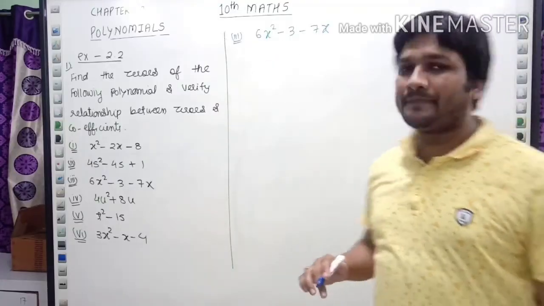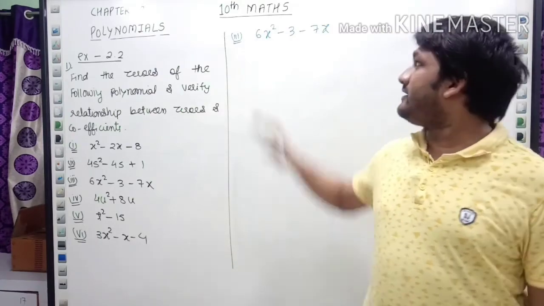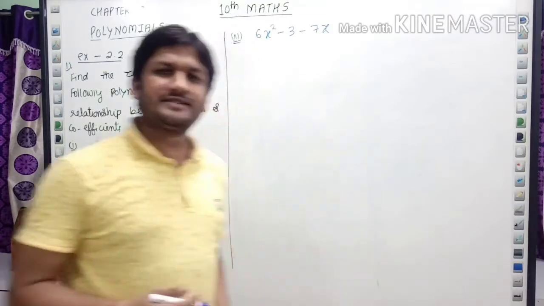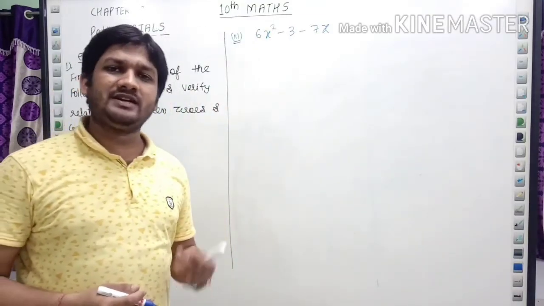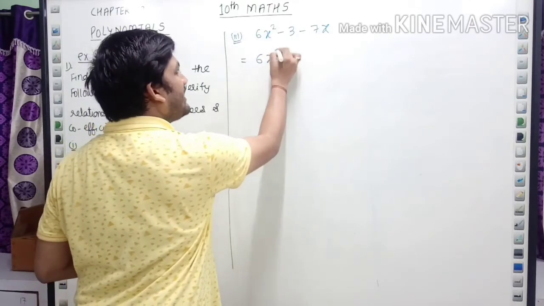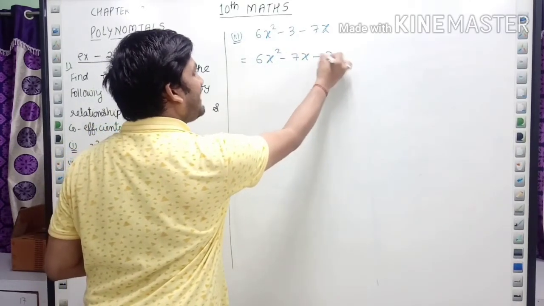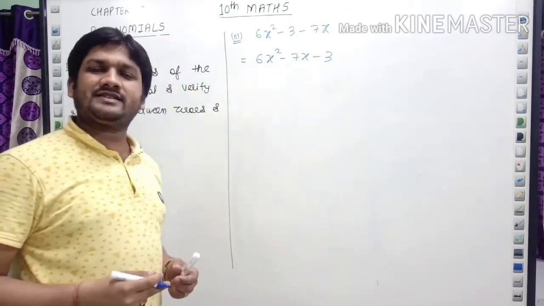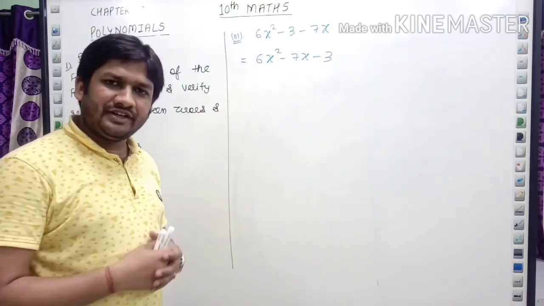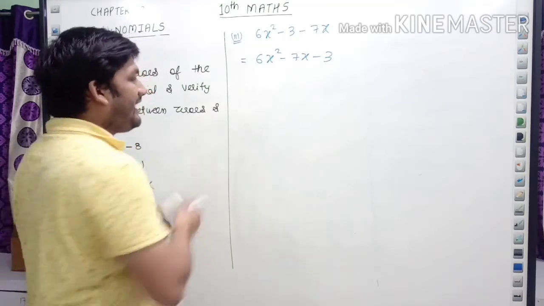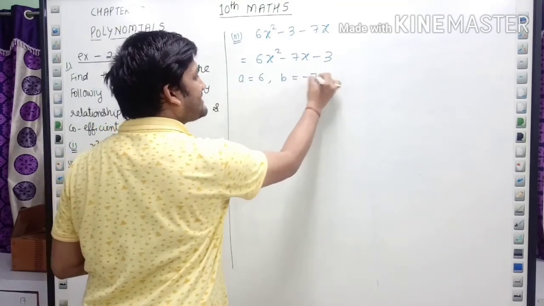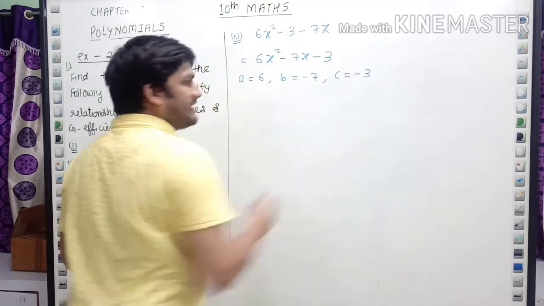I have taken the third part, 6x square minus 3 minus 7x. In this part, we'll first write the powers of x in descending order. So I will write 6x square minus 7x minus 3. I have first arranged it. Now, what is A? A is 6, B is minus 7, and C is minus 3.